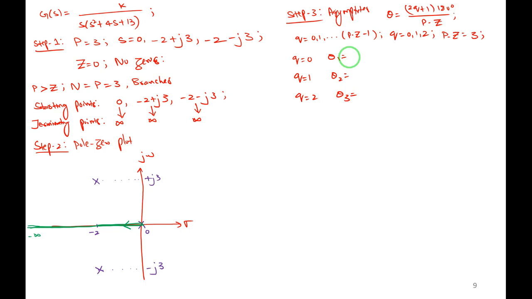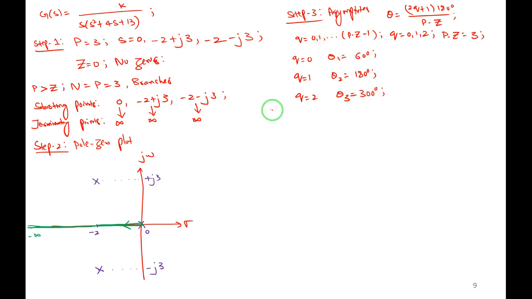For q equal to 0, 180 degree divided by p minus z, which is 3, so it is 60 degree. Next, for q equal to 1, I will be getting 180 degree. You can check it: 2 into 1 plus 1 is 3, and 3 and 3 will get cancelled. So 180, right? The next, q equal to 2: 2 into 2 is 4, 4 plus 1, 5. 5 into 180 is 900, divided by 3. So I'm getting 300 degree. So the asymptote angles are over.